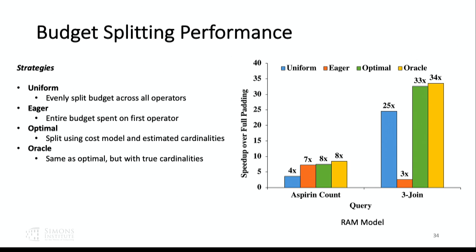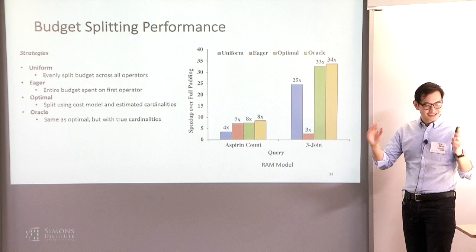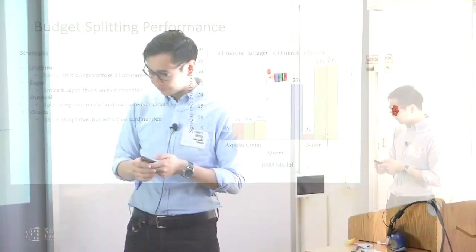So only within 33x and 34x is not such a huge difference. And you can see that if we just apply uniform, it would be good at some queries, but not others. If we had eager, vice versa. So this is just to prove that the cost modeling and budget splitting was actually useful and something that was worthwhile doing.